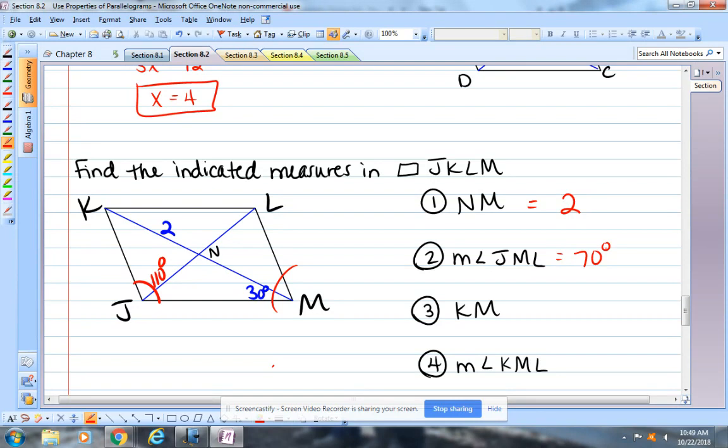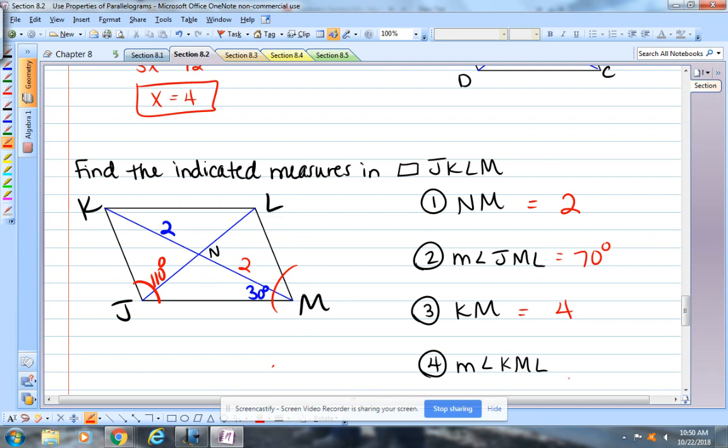All right, so then it wants the measure of segment KM. Well, isn't KM this whole diagonal here? And we already found NM's part, right? And even if I hadn't found NM's part, I could still do it because I know the diagonals bisect each other, so I'd have to double the other one, right? So what's the length of that whole segment? 4. That diagonal is 4.